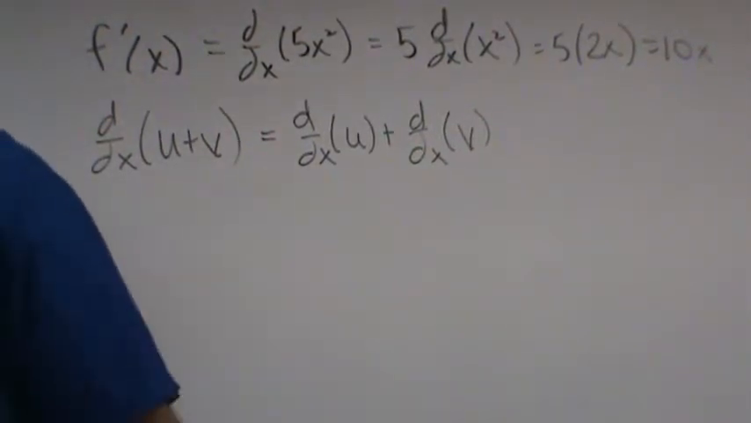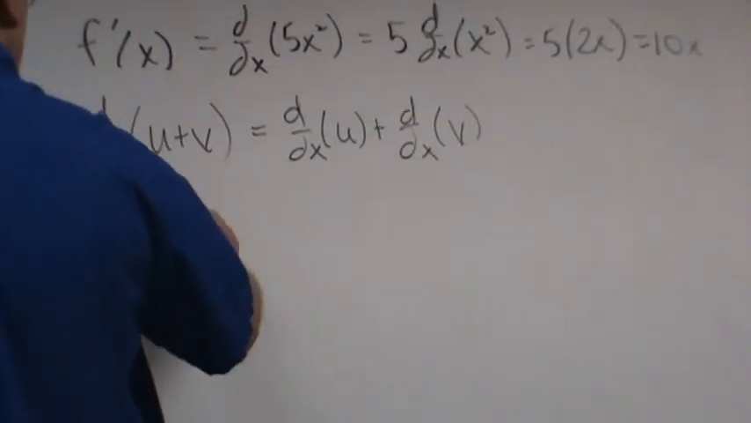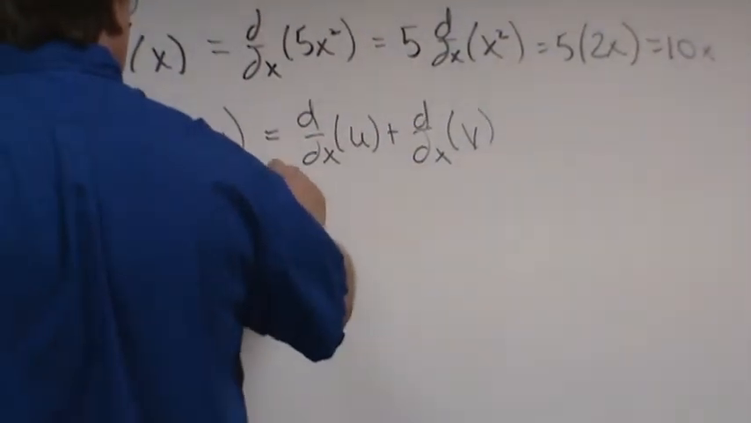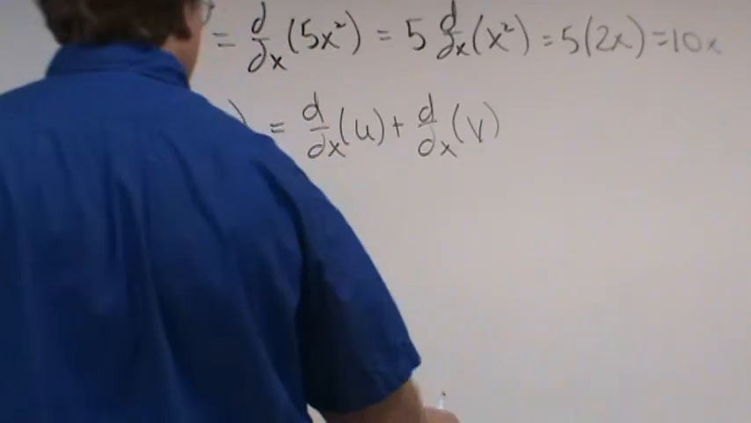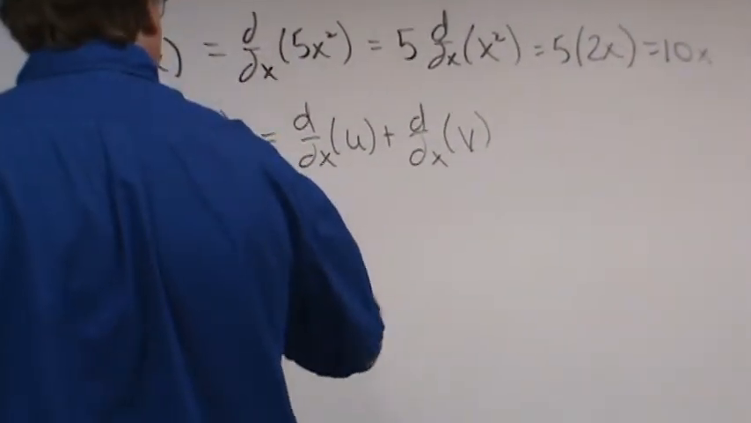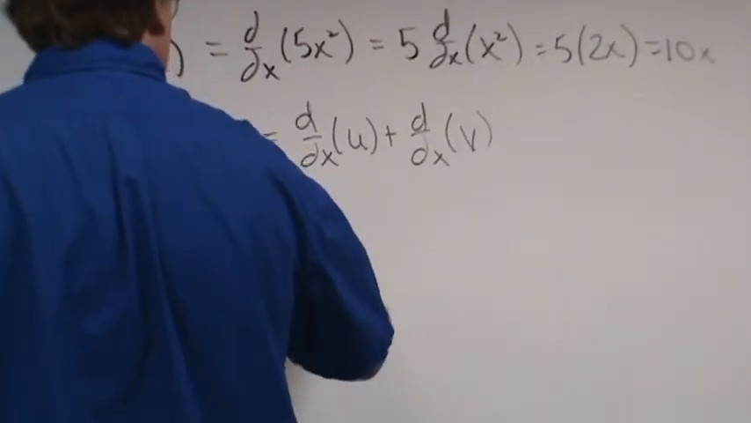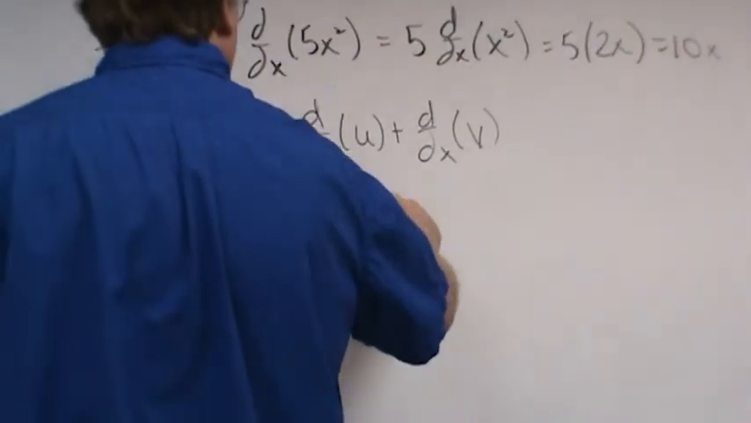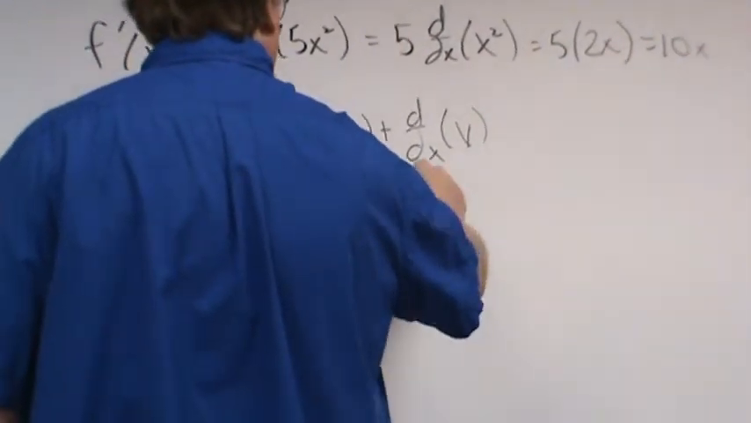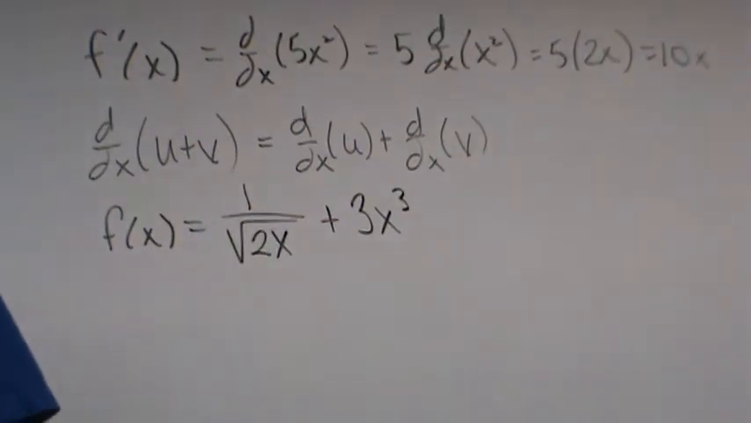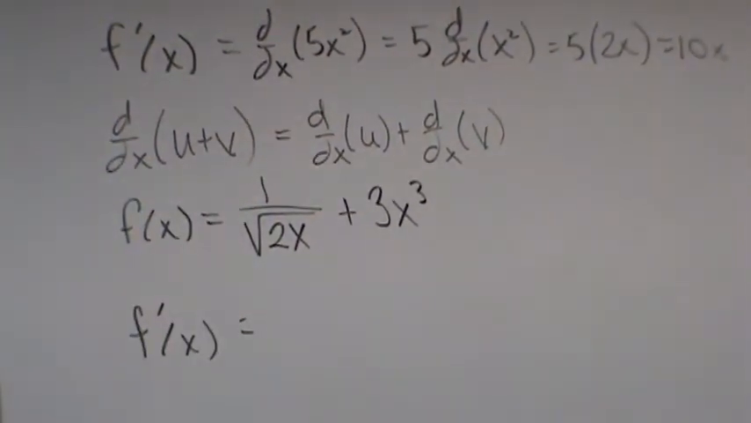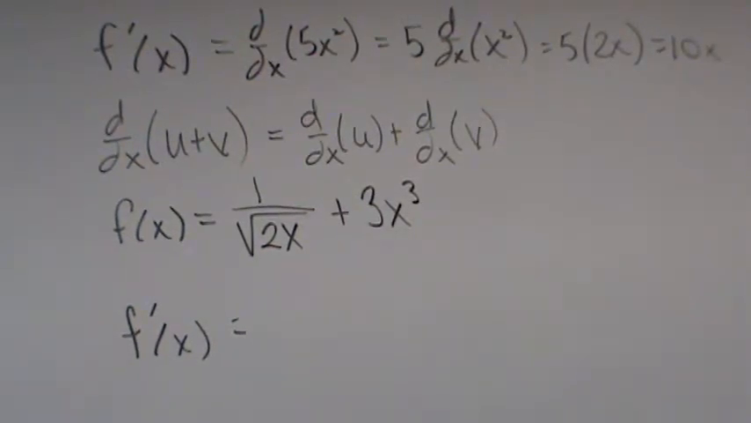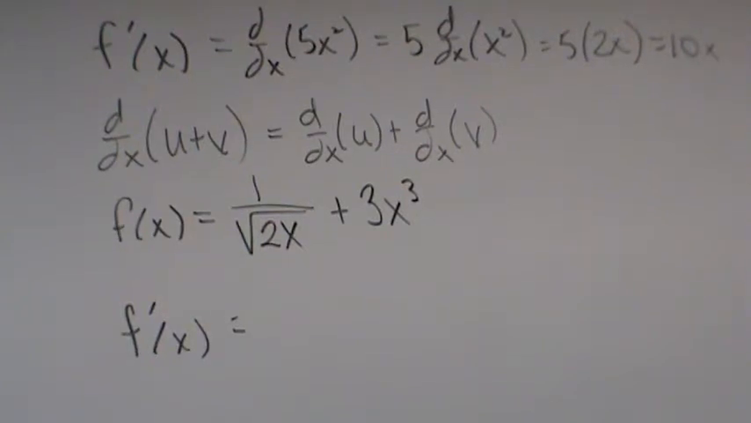So let me give you guys one to do. Let's say I had f of x equals 1 over the square root of 2x plus 3x to the third. I'd like everyone to please find me the derivative right now. I'll give you 30 seconds. This is one no one's going to get, and I'll feel really smart about it.